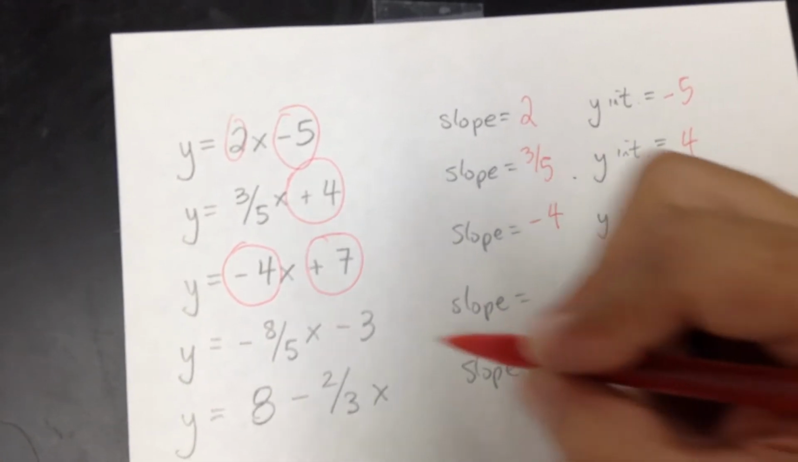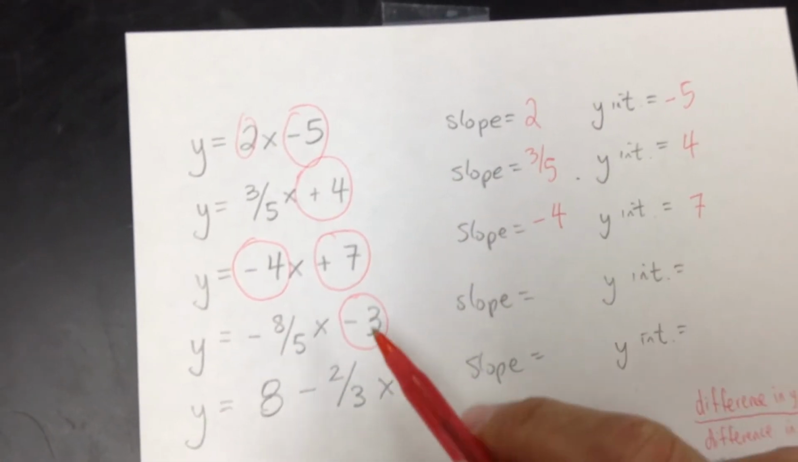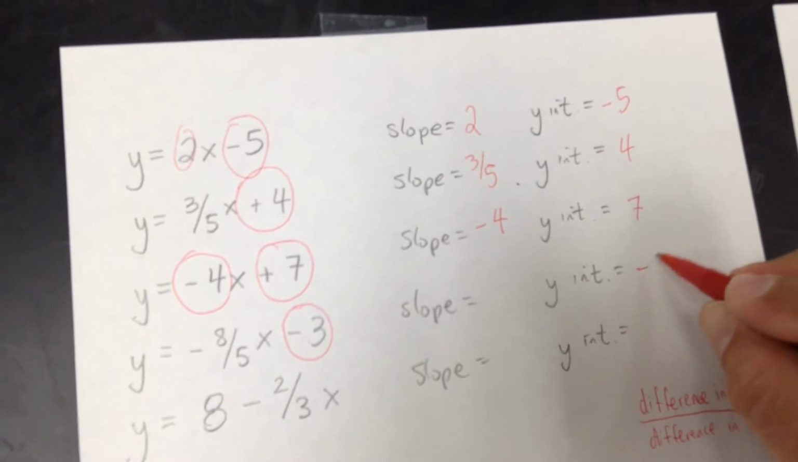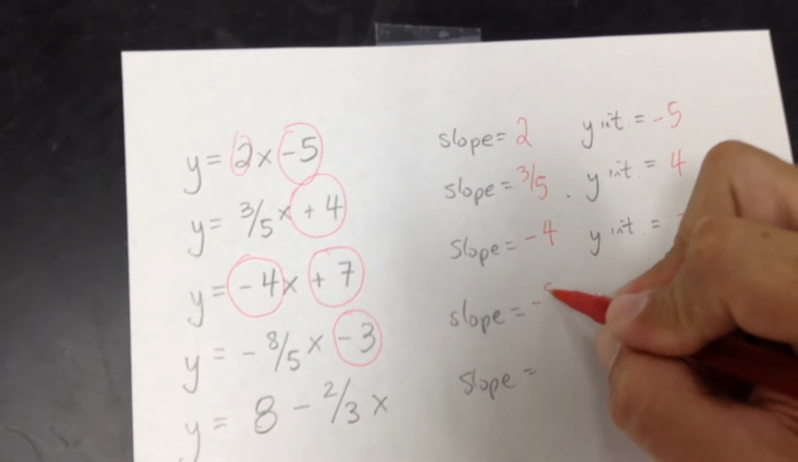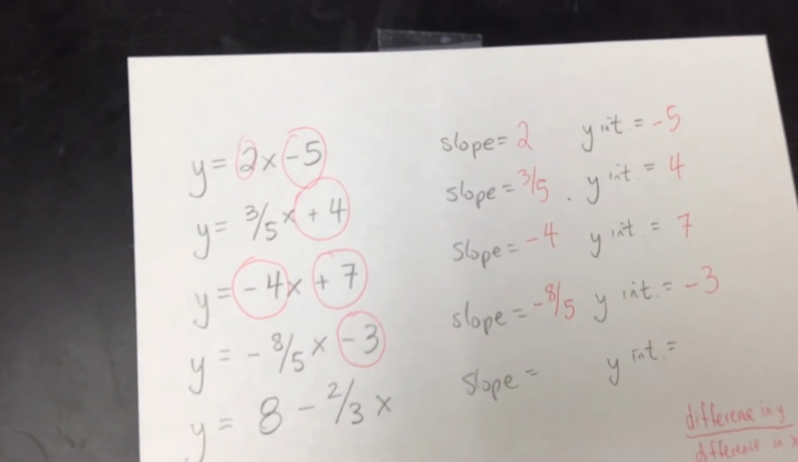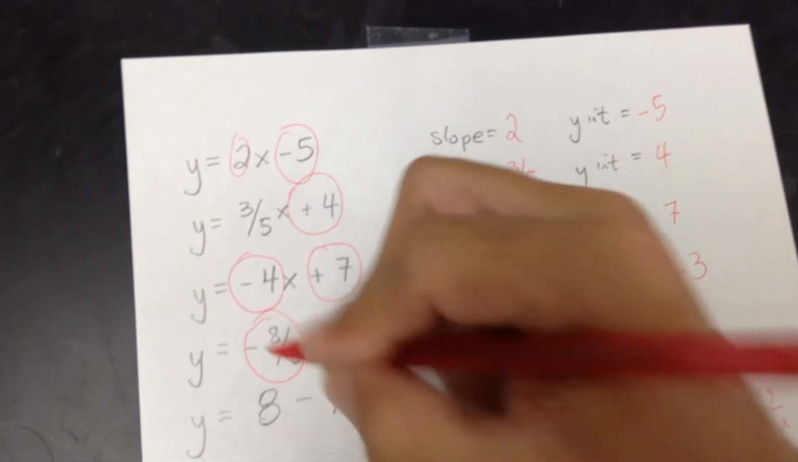The fourth one, the y-intercept, -3, the number that's all by itself. And the slope is the number in front of the x, which is -8/5. Even though it looks weird, that's still the slope.